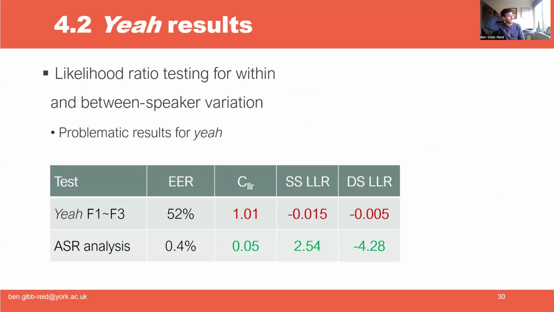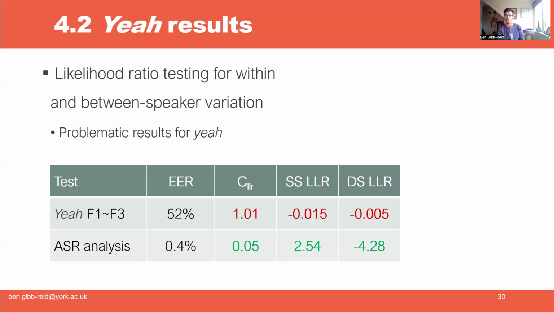So when I did a similar likelihood ratio test, this time comparing the ASR analysis, the ASR analysis is just telling me my data is good, that there is a way to use the data to separate speakers. And yeah is performing with a CLLR of over 1, which shows it's very problematic. That shows that yeah is actually not offering anything speaker specific. So it's quite problematic results.